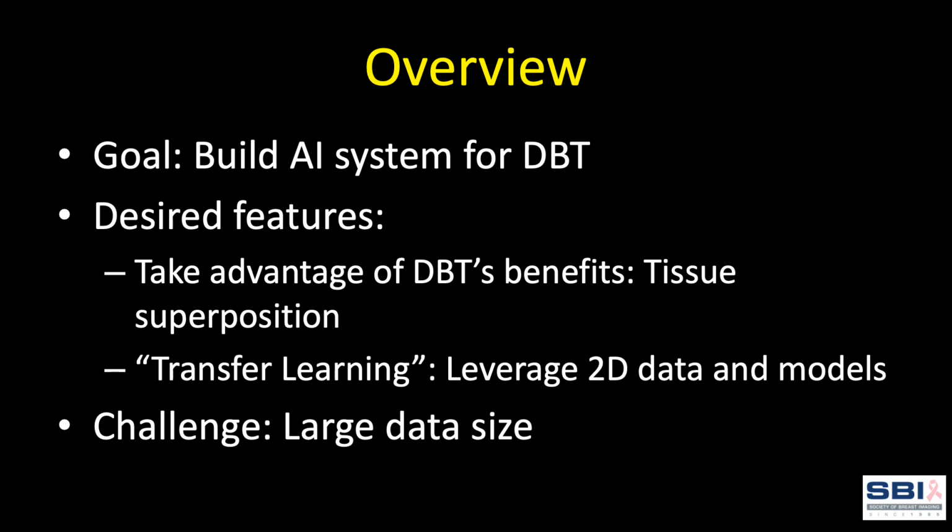Overall, the goal of this work is to build an AI system for DBT. In doing so, we want to take advantage of DBT's benefits, specifically its benefit in mitigating tissue superposition. We'd also like to take advantage of transfer learning, a common technique in machine learning where you use a model pre-trained on one task to help you on a new task. Here we'd like to leverage 2D data and models for transfer learning to DBT. The core challenge, however, is the large data size of DBT.